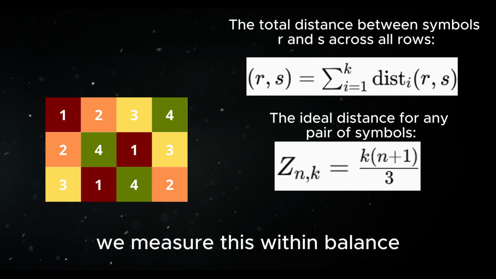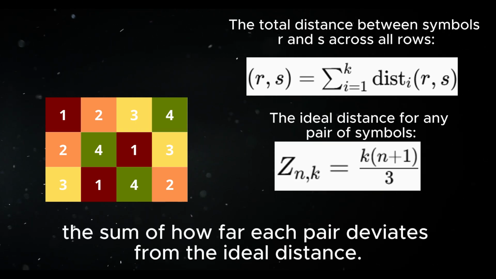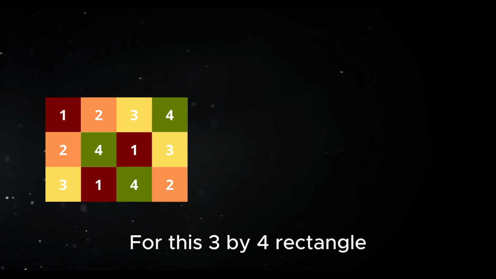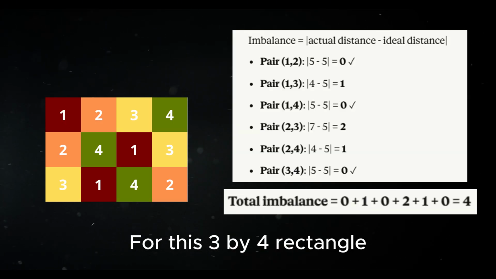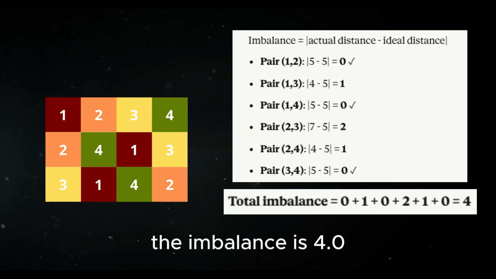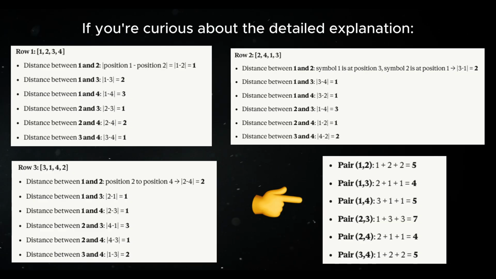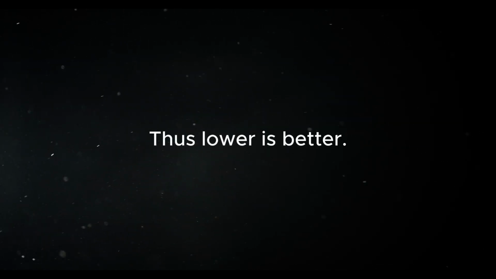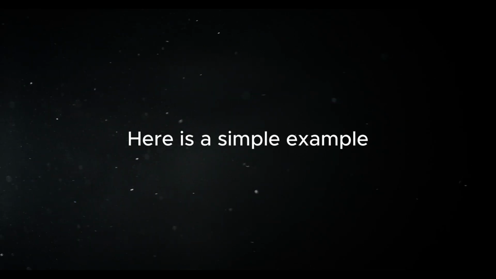We measure this with imbalance, the sum of how far each pair deviates from the ideal distance. For this 3 by 4 rectangle, the imbalance is 4.0. Just lower is better. Here is a simple example to help you understand the issues at stake.